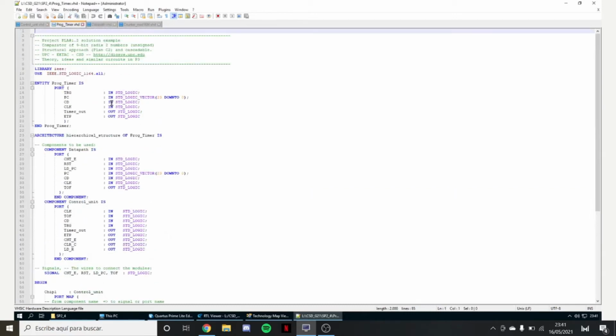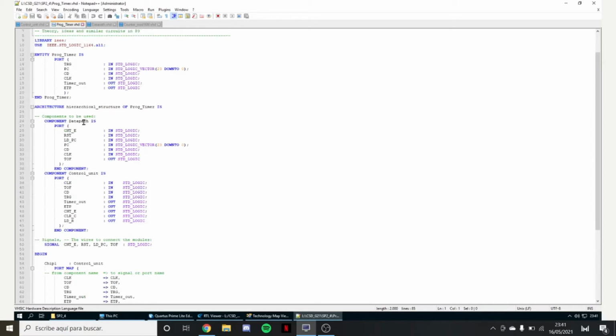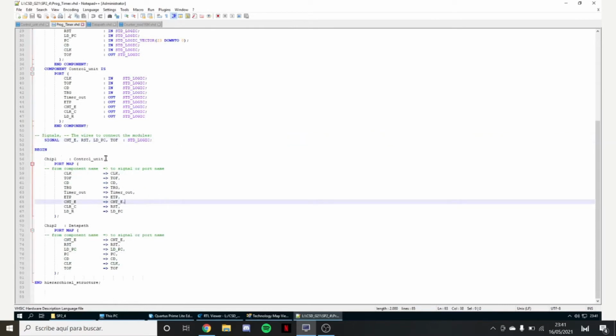Next we have the proctimer VHD file. So here we have the inputs and the outputs. Then we have that the proctimer is composed by the data path and the control unit that we have seen in the other assignment, SP23. So the data path has the outputs and the inputs that we have seen here. Next we have the control unit. Next we have the signals, and then the first chip is the control unit, and then the data path.